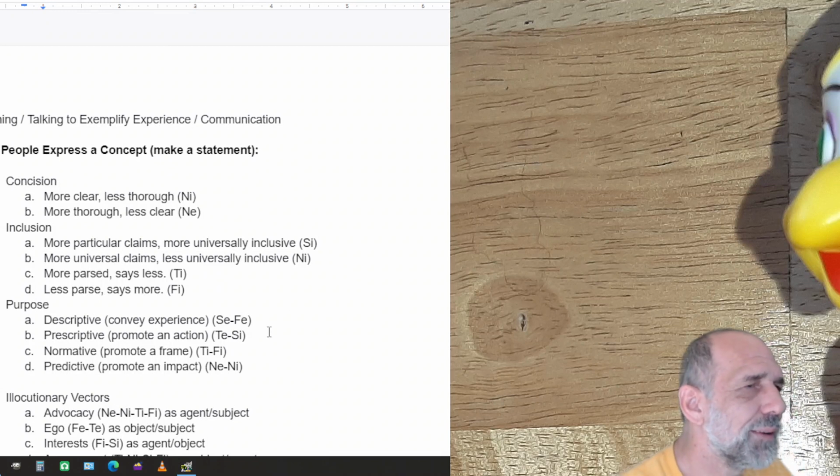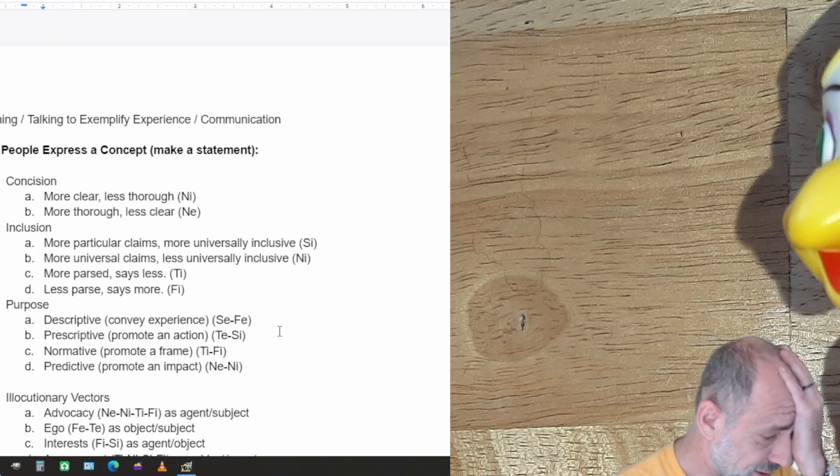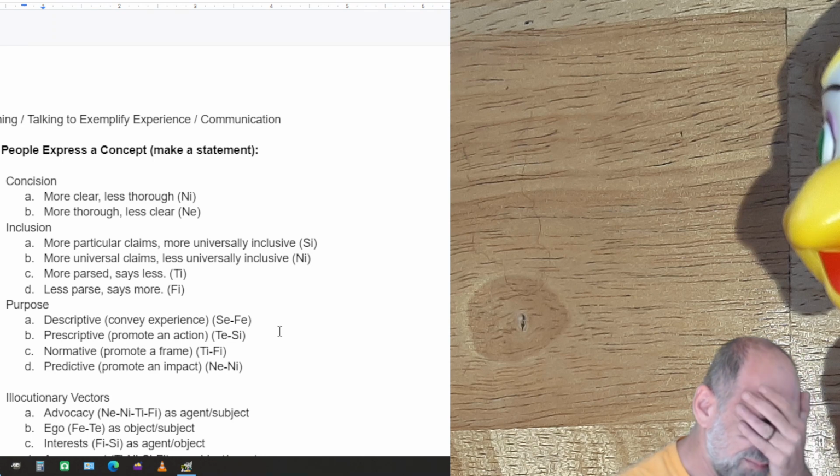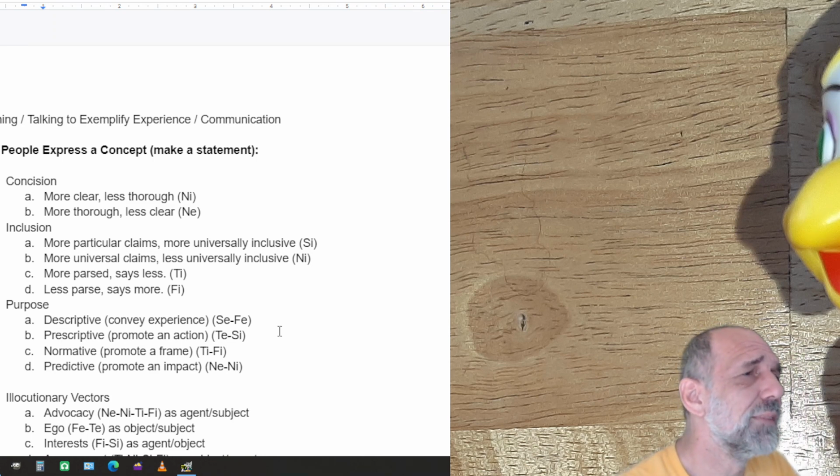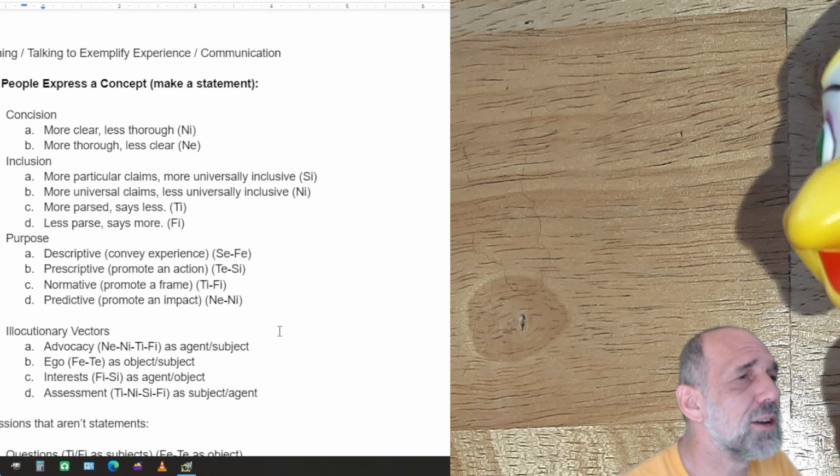All right, let's talk about this. I guess maybe I'll just try to edit out that part in the middle there. But anyway, here we go. So let's talk about taxonomy and communication now. Ways people express a concept.